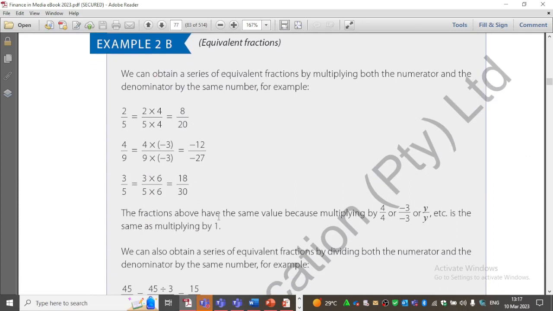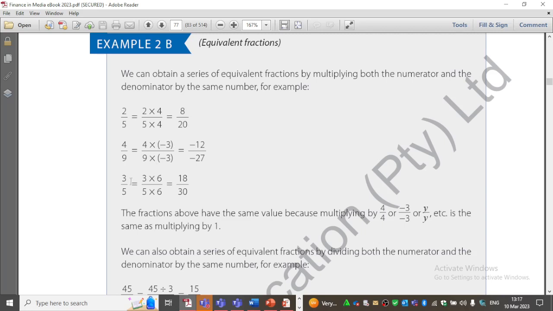This is an example of some of those equivalent fractions. Based on the following, we've got 2 out of 5, which is the same as 8 out of 20. They are both equivalent because they give you the same value. Normally, to find equivalent fractions, you multiply both the denominator and the numerator by the same value. Whatever you get will be an equivalent fraction of the previous one.